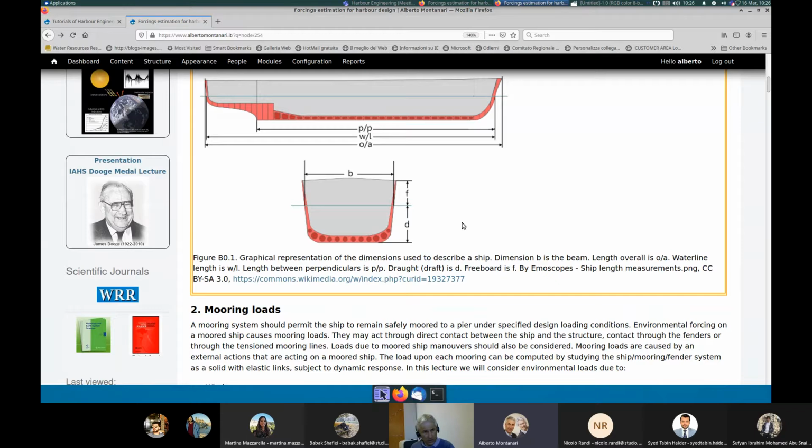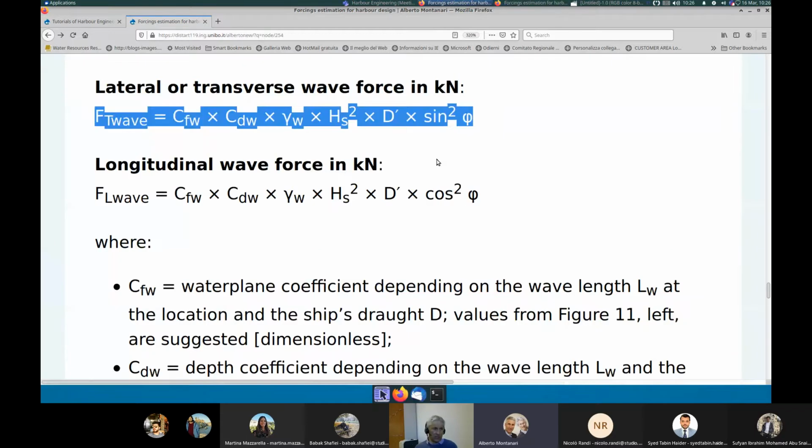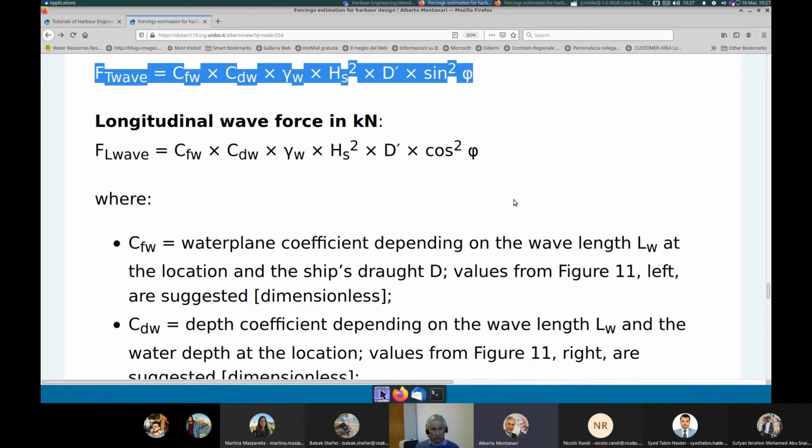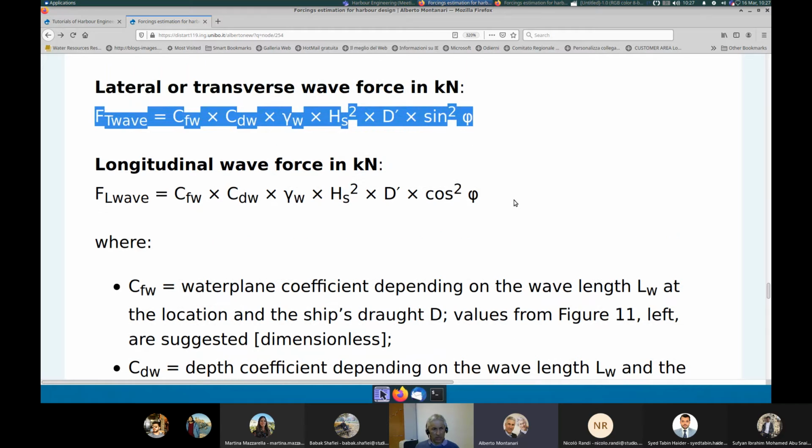Okay, now let's go back here. So basically, as I said, the water plane coefficient depends on the wavelength and the ship draught. And you can estimate it from an abacus, which I will show you in a moment, okay? Now, the second coefficient, CDW, is called the depth coefficient, which depends on the wavelength.